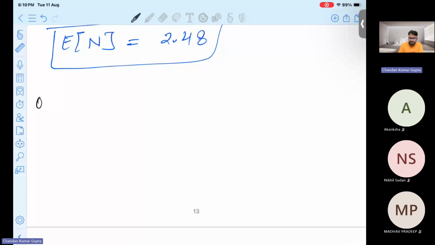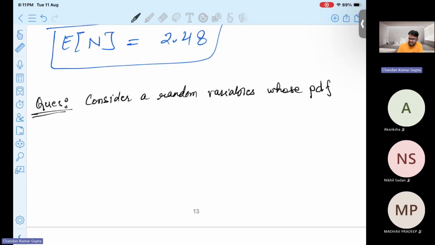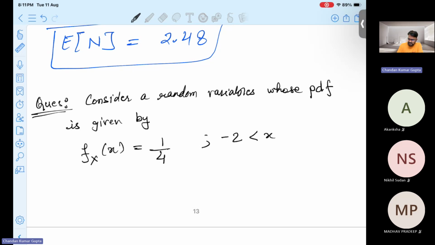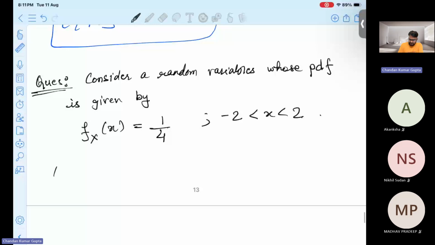Now the next question is: consider a random variable whose probability density function, PDF, is given by f(x) equals 1 by 4 for x lying within -2 to 2. Find the moment generating function.